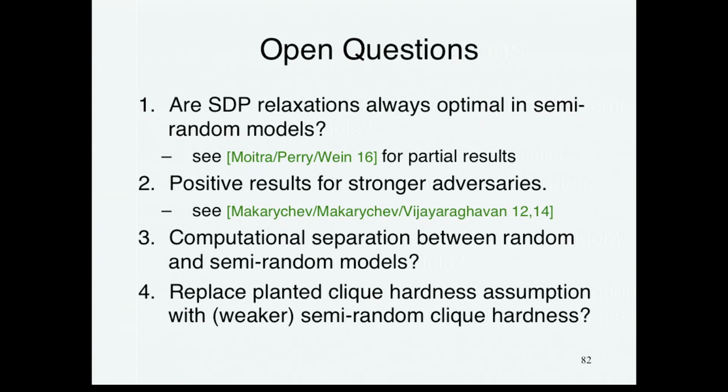And then finally, like I said, it's sort of a cottage industry now to prove conjectured average case hardness or worst case hardness for problems, using planted clique. It's only a weaker assumption to assume that it's hard to do semi-random planted clique, right? It's a harder problem, so it's a weaker hardness assumption. So, how many of the implications of planted clique hardness extend under the weaker semi-random hardness assumptions? Another thing I'm curious about.